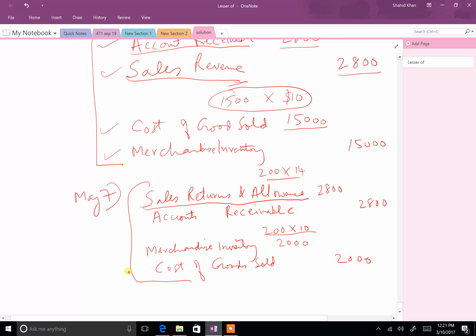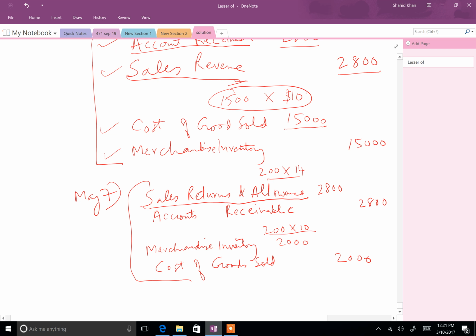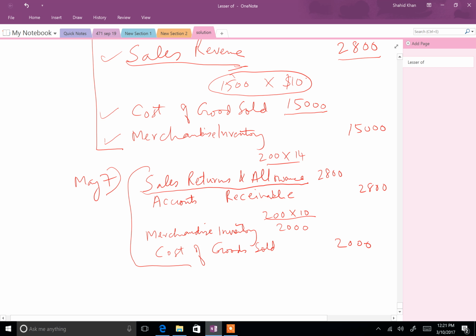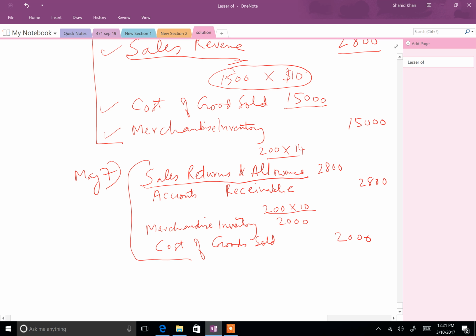And all we did was just reverse what we did earlier, the whole complete reversal of the earning process. We reversed the cost of goods sold, and we reversed the sales, but this time through the sales returns and allowances account. Okay, thank you.